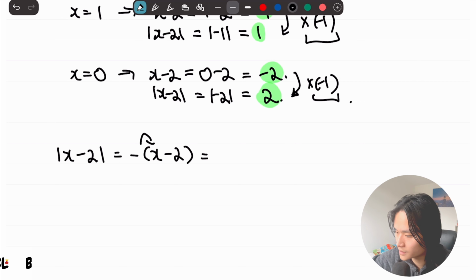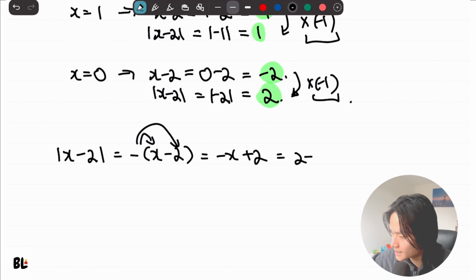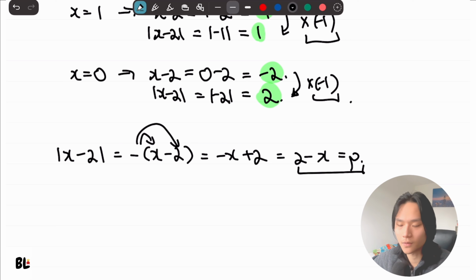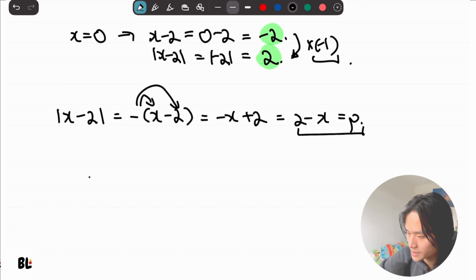And then we distribute the negative sign in. So we have minus x plus 2, or 2 minus x. And that is p, right? That's what we are given. So we want to find x minus p. So what's x minus p?